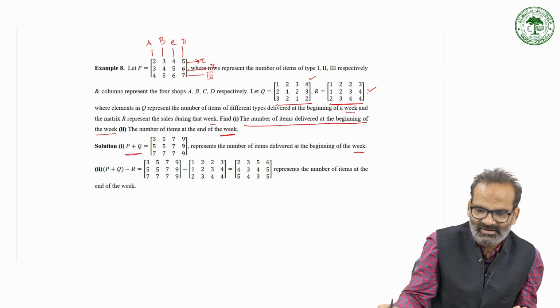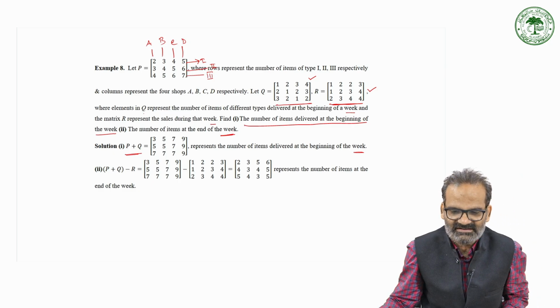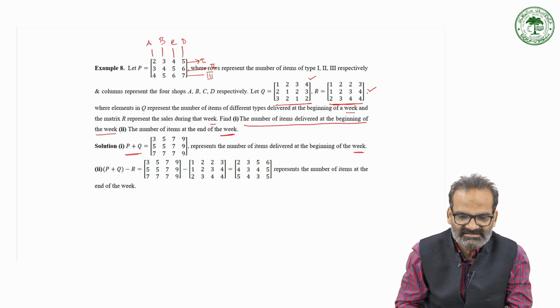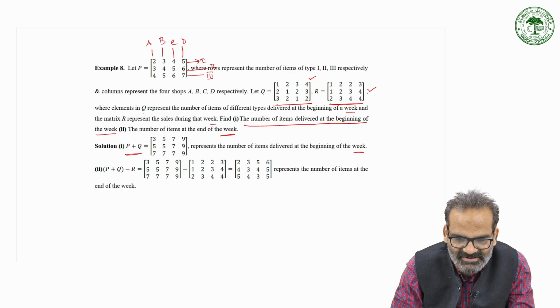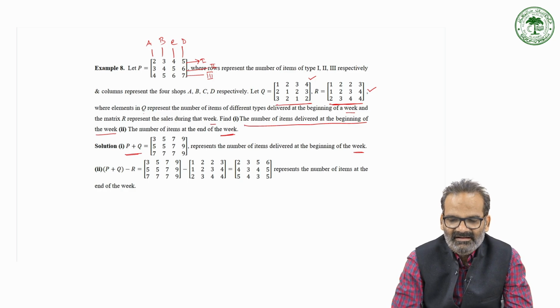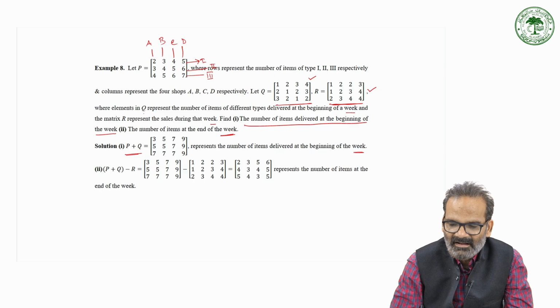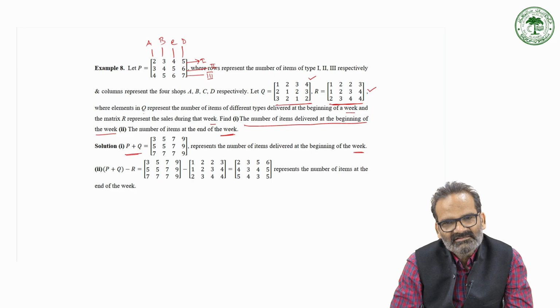week. So what is the end of the week? What is R? R represents the sales during that week, right? Q is at the beginning and R is the sales during that week. So R is a sale matrix, which is being considered during that week. But what do you want to calculate? The number of items at the end of the week.